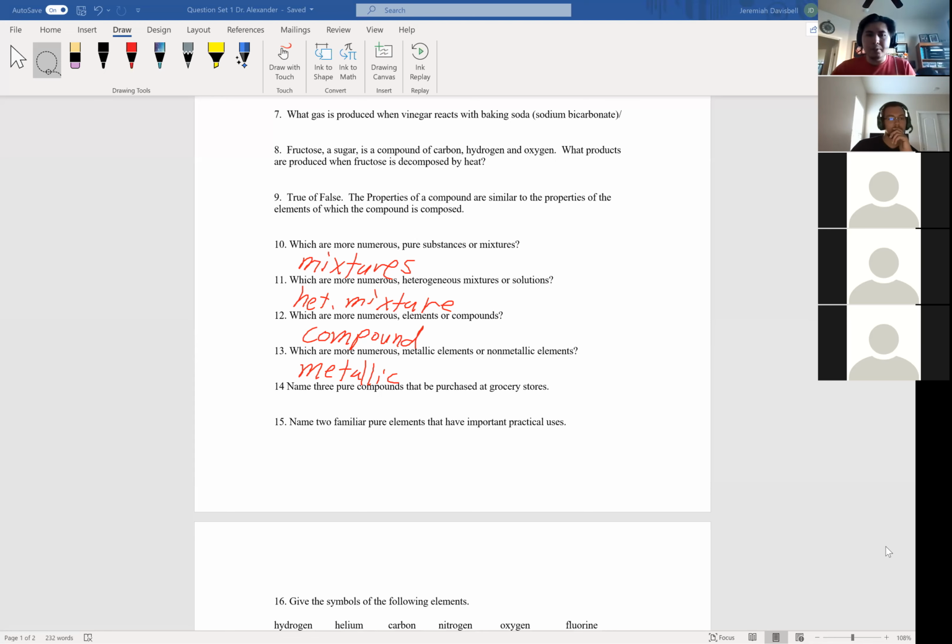So going on to number 14, name 3 pure compounds that you can buy at the store. So anything that you can buy, it would just be that compound alone that you can buy off the shelf. Baking soda. Yeah, baking soda, which is sodium bicarbonate. Salt, which is sodium chloride. I'm just going to write the symbol to make it simple. And one more thing, who can think of one? Water?